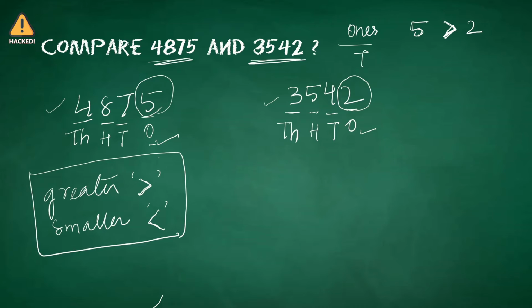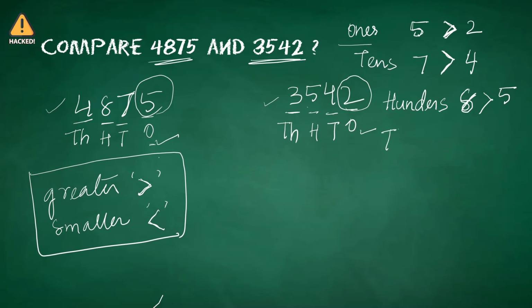And when comparing the tens place, we can see that the 7 in the 4875 is much greater than the 4 in the 3542. So again the symbol goes towards the 7. And when coming to the hundreds place, we can see here again that the 8 is much greater than 5 in the 3542.